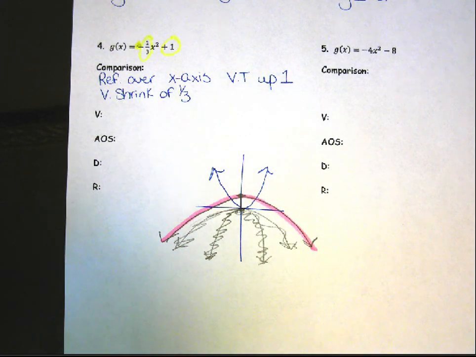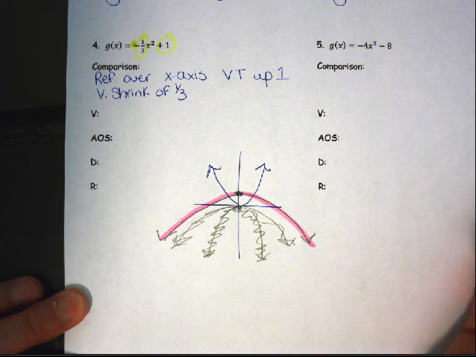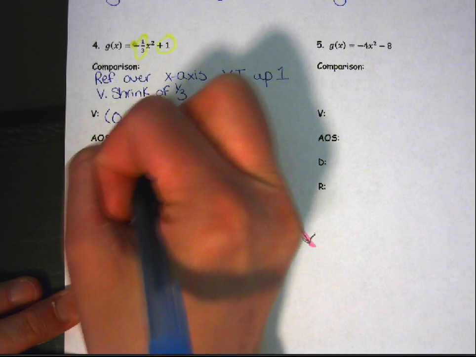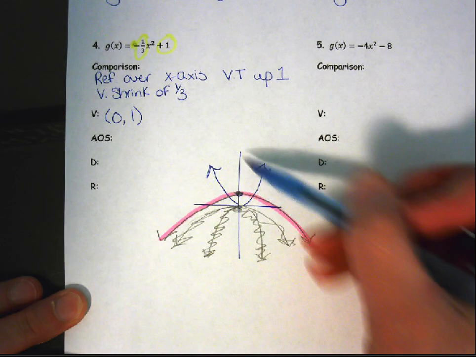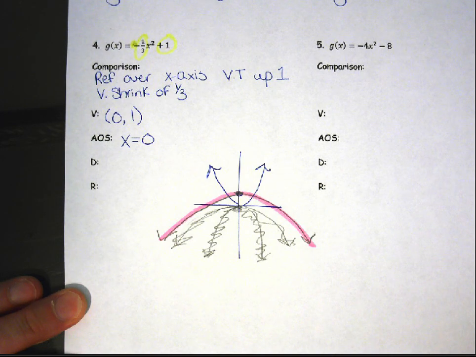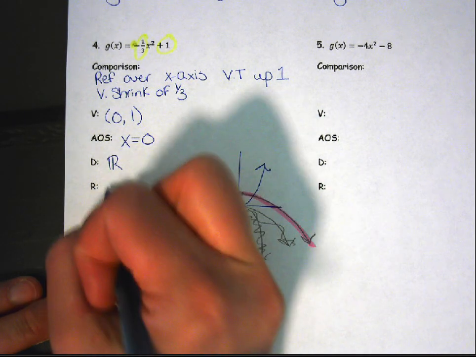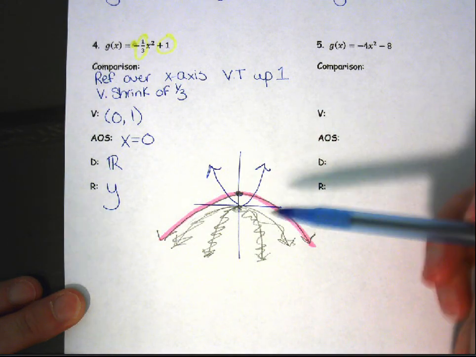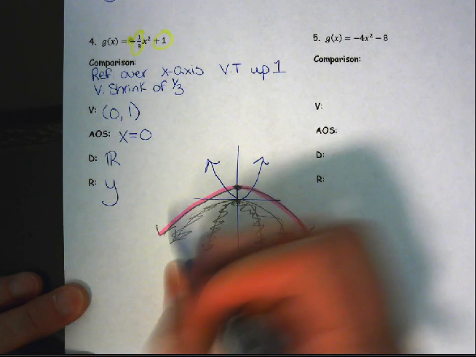So now let's grab our vertex. Our vertex is right here. So it's at 0, +1, because we moved up 1. Our axis of symmetry splits it in half, so that's x equals 0. You can get the domain real quick, and then look at your range. Ask yourself, which way does this one open? Do you see how it opens down?